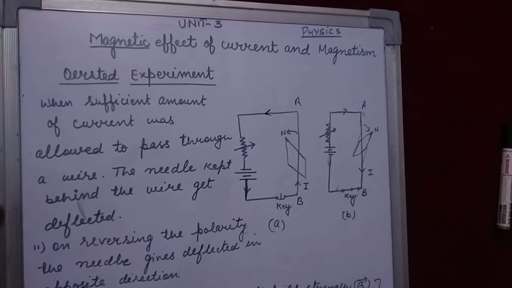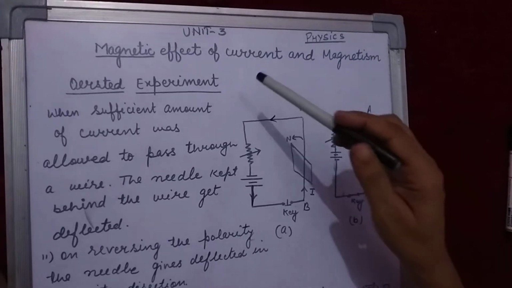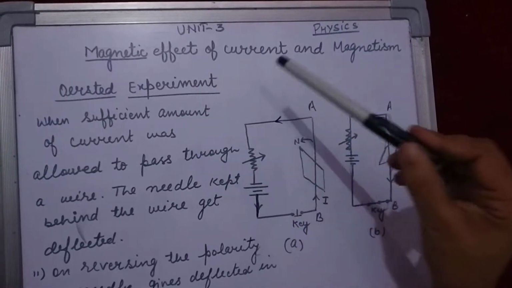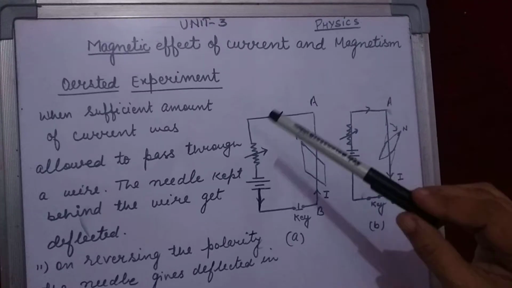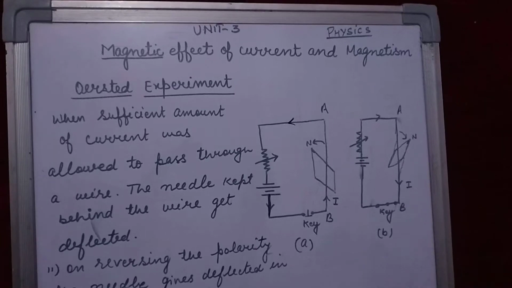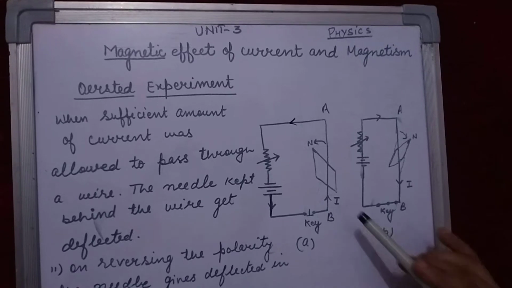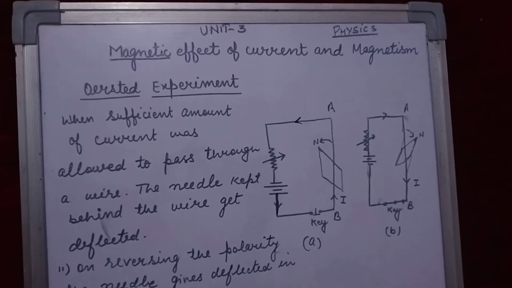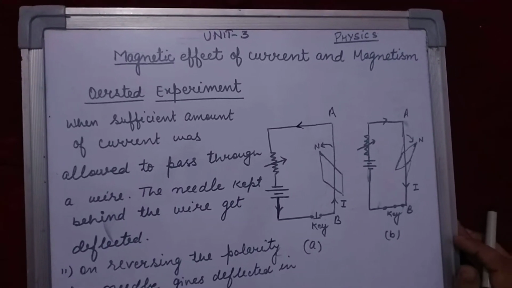Hello students, today I am going to start your next unit, that is unit 3 of physics, magnetic effect of current and magnetism. In this, some basics are there. To start this unit, first of all there is an experiment, and on the basis of this experiment we will start this unit. So, Oersted's experiment. What is Oersted's experiment?